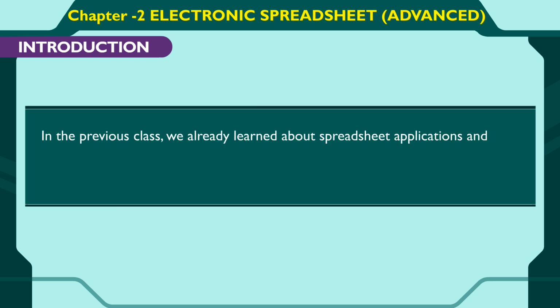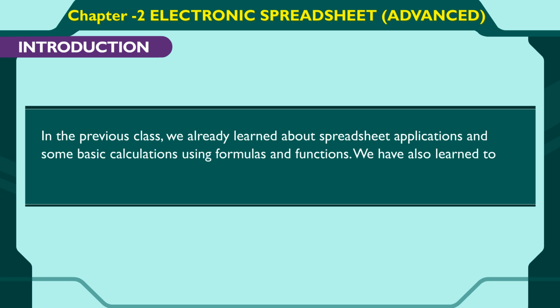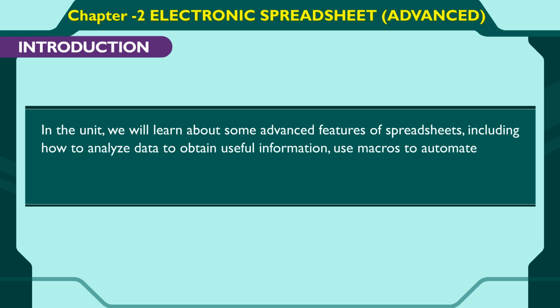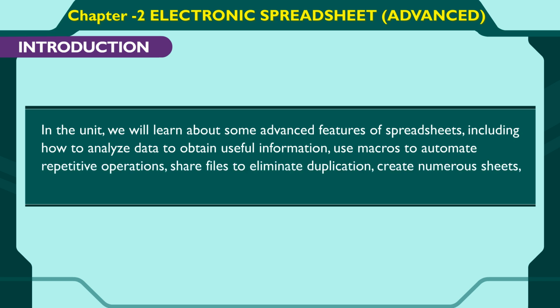In the previous class, we already learned about spreadsheet applications and some basic calculations using formulas and functions. We have also learned to visualize data using charts. In this unit, we will learn about some advanced features of spreadsheets, including how to analyze data to obtain useful information, use macros to automate repetitive operations, share files to eliminate duplication, create numerous sheets, and link the data in various sheets.